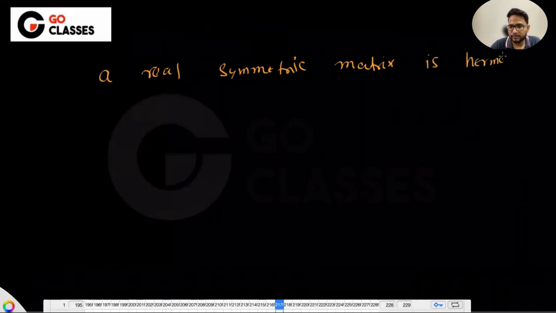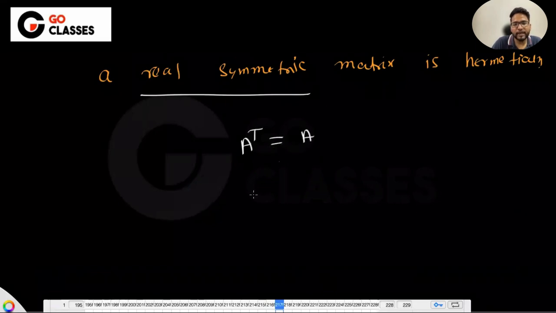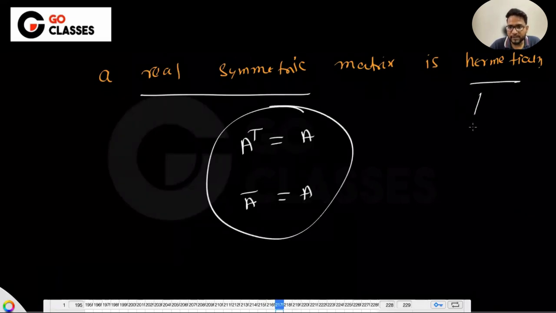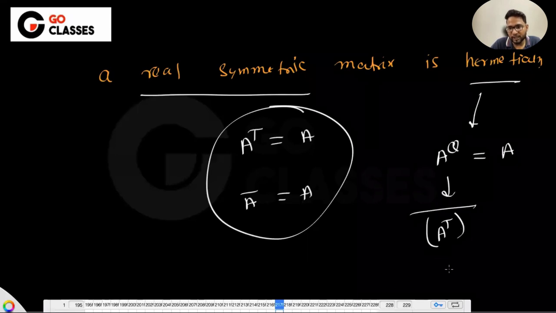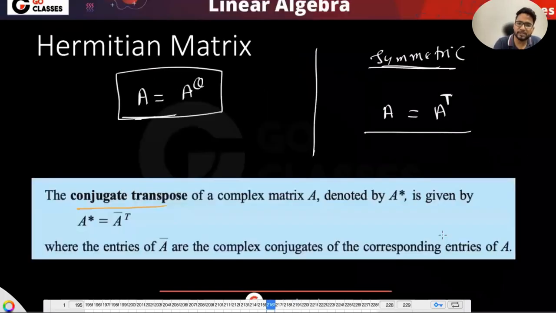A real symmetric matrix is Hermitian. Is this correct? See, if it is real symmetric, which means A transpose equals A, and if it is real, then A conjugate equals A also. For the Hermitian matrix, you will say that A theta should be equal to A. A theta means you take the transpose of this, and then you take the conjugate, and the transpose of this is just A. You take the conjugate, which will also be A. Then finally A theta is A, right? You just proved it. So if it is a real symmetric matrix, then it is Hermitian.